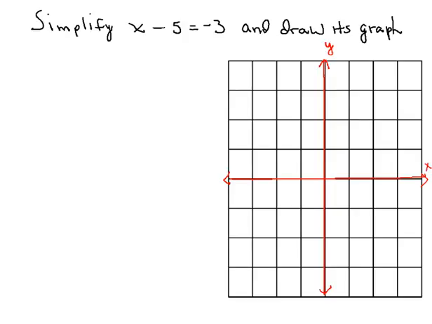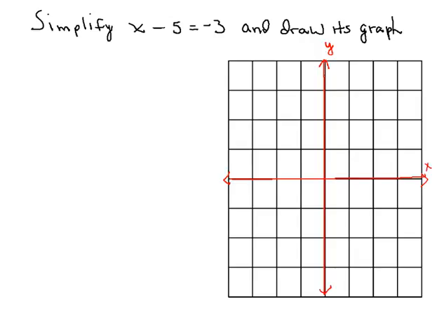Now up to this point we've looked at equations that contain both an x and a y variable. And we're now going to next take a look at equations that contain either just an x or just a y. And so the first example we're going to look at is going to be the equation x minus 5 is equal to negative 3.